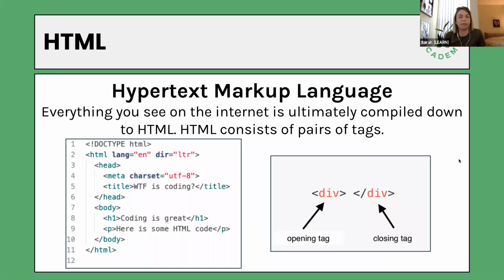So HTML, hypertext markup language. This is the words on a page. Everything you see is wrapped inside of HTML. I like to think of it as like the skeleton that holds up a web page. It's like the nouns of a language.